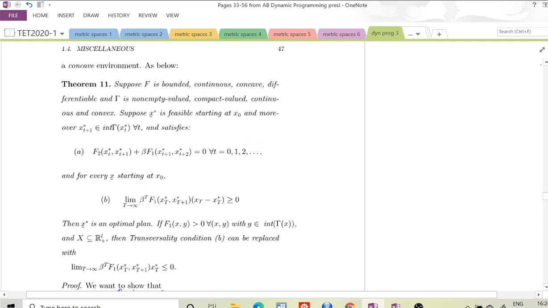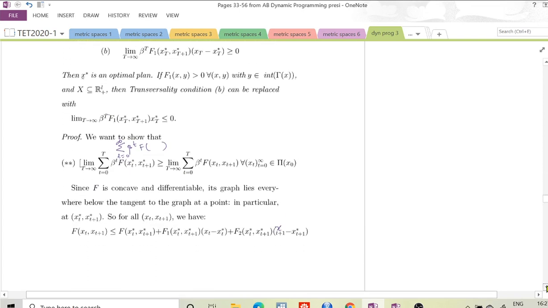which says the limit of this discounted value, beta to the t, of the increment on the return function if the current state is incremented a little, essentially that times the change in the current state. Suppose that is greater than or equal to 0 in the limit, then x tilde star is an optimal plan.